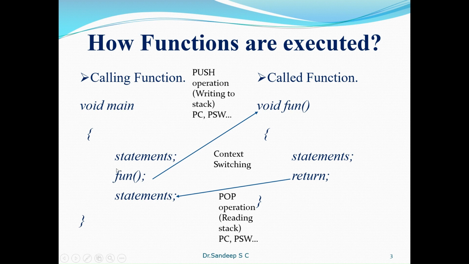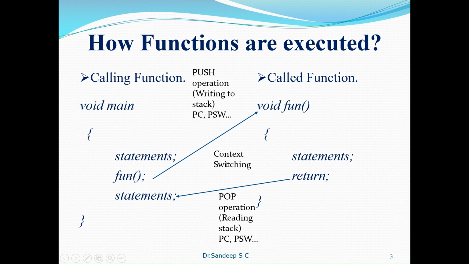So the function name itself acts as a pointer to the memory location where the function is available. So this function name is an implicit pointer. When we are discussing pointers, I will come back to this point. Now these push and pop operations, that is, writing to the stack and reading from the stack, those two operations together are called context switching.